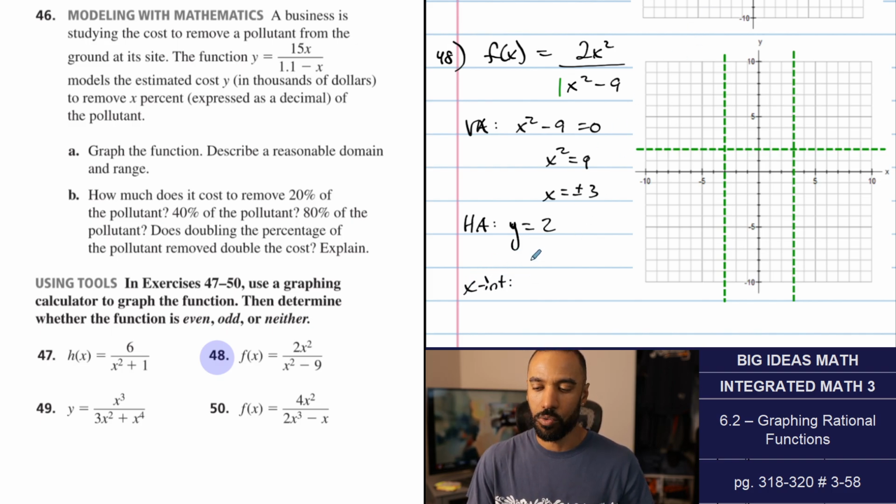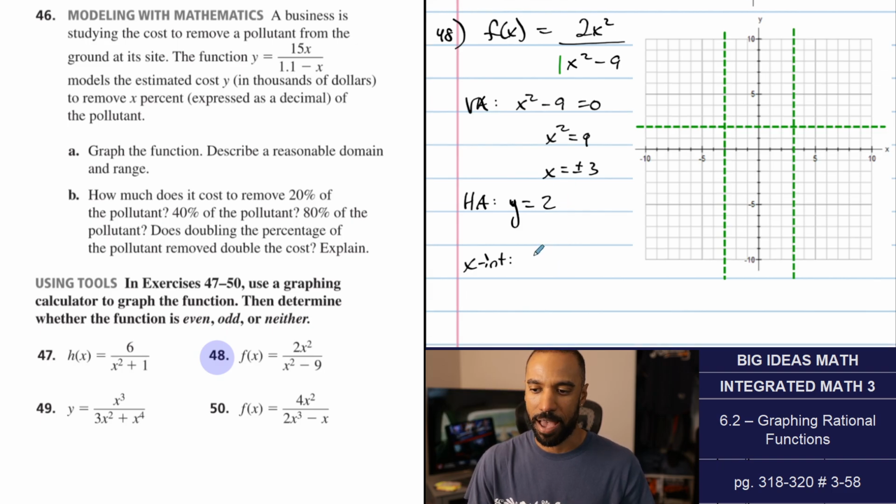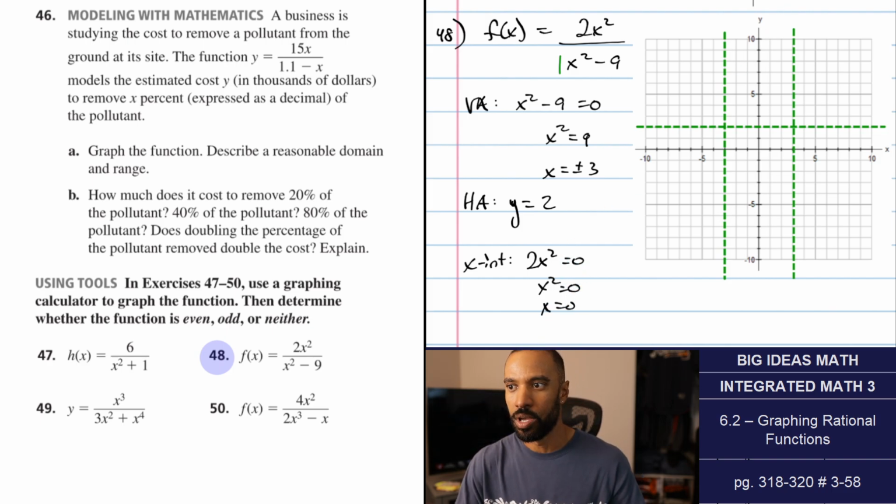This is an interesting one. We've talked about polynomials in the past here, but 2x squared set equal to 0, divide by 2 and take the square root of both sides, you get x equals 0. But this has a multiplicity of 2, so this one's a little bit weird.